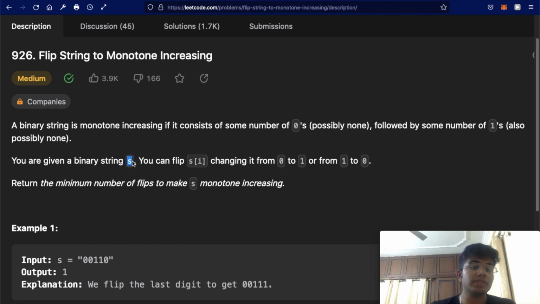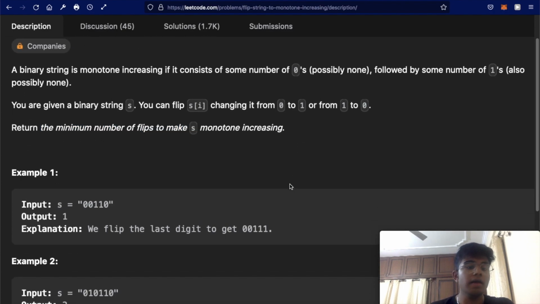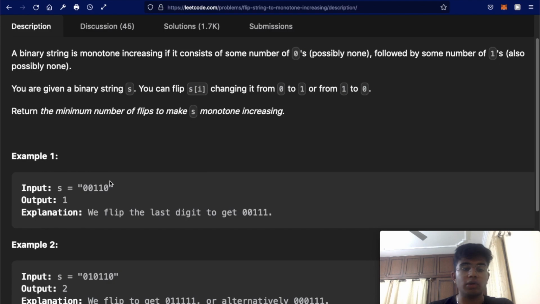So you're given the string s and you can flip any of the characters from a 0 to a 1 or from a 1 to a 0. And making that flip would take a cost of 1. So essentially what we want to do is return the minimum number of flips to make s monotone increasing. Over here I have 0, 0, 1, 1, 0.